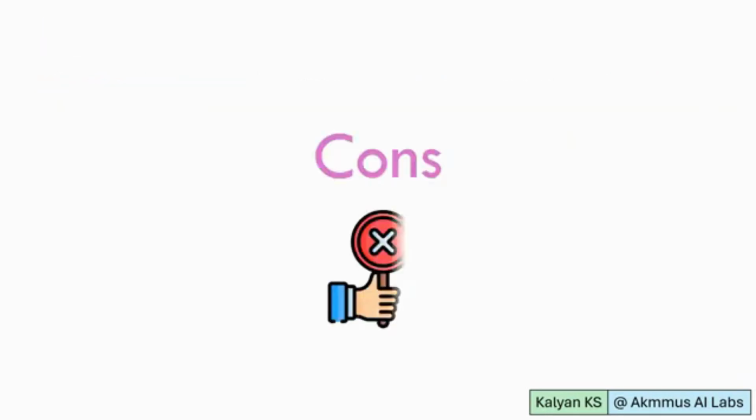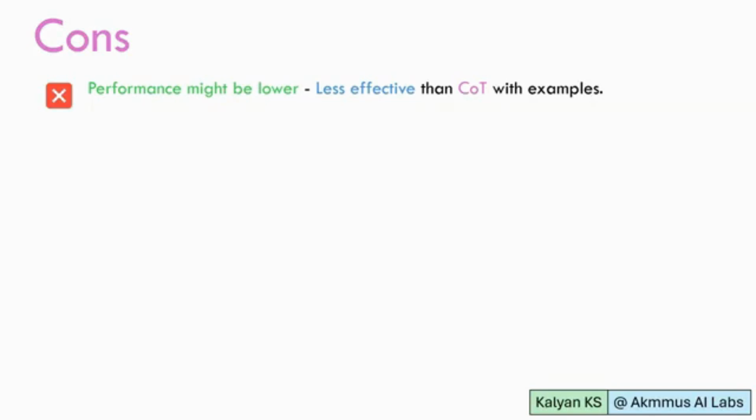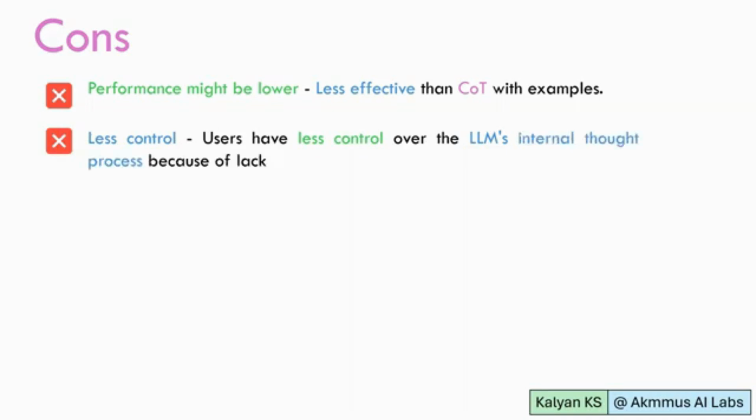Now, let us see the cons of zero-shot COT prompting technique. The first disadvantage is performance might be lower, that is, less effective than COT with examples. The second disadvantage is less control, that is, users have less control over the LLM's internal thought process because of lack of reasoning steps in the prompt.